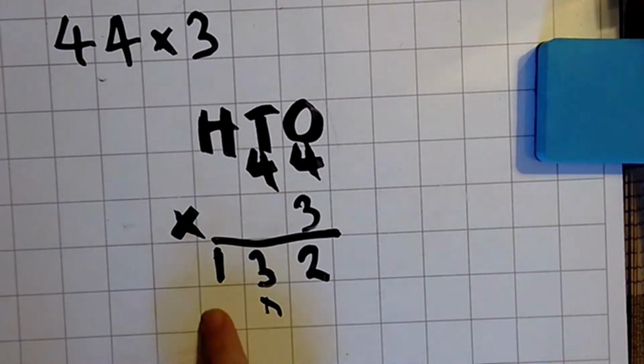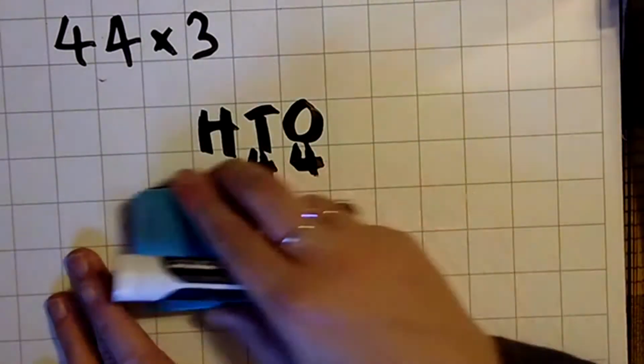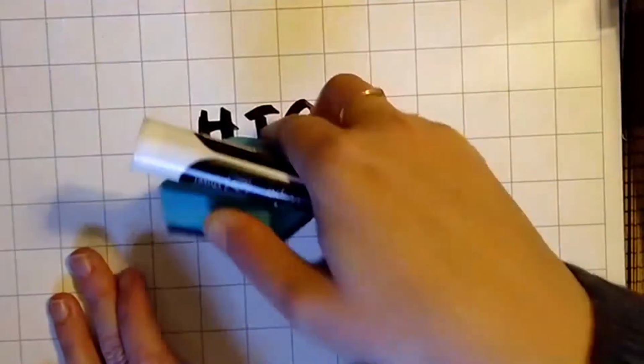So that gives you the idea of when you're regrouping across the two different columns. Right. I'm going to show you one more example, and then we're going to have a look at some word problems.